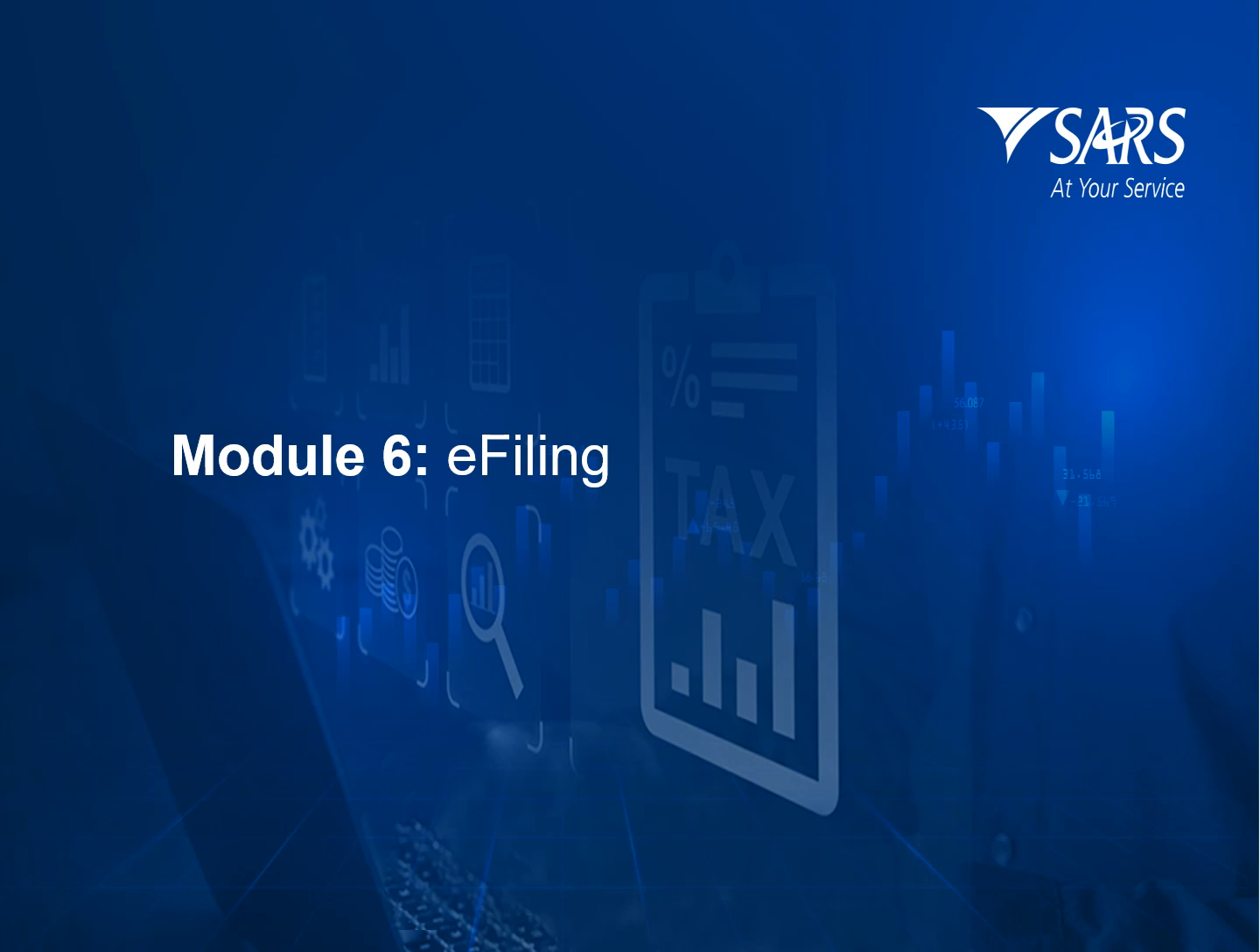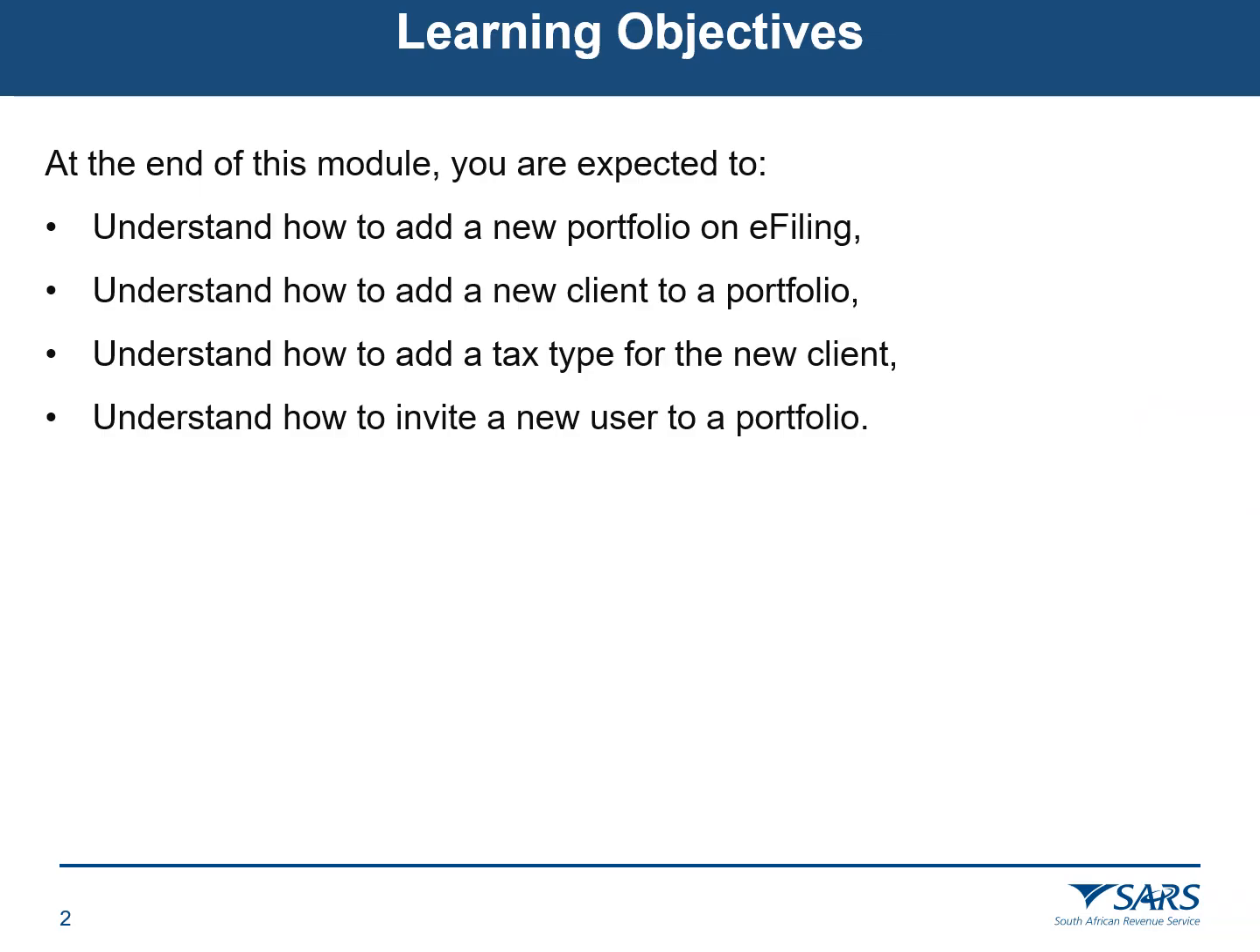Module 6, eFiling. Learning objectives. At the end of this module, you are expected to understand how to add a new portfolio on eFiling, understand how to add a new client to a portfolio, understand how to add a tax type for a new client, understand how to invite a new user to a portfolio.